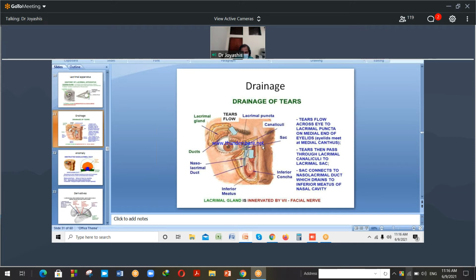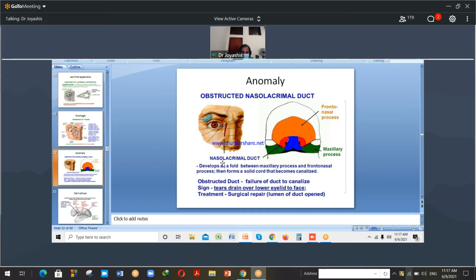The tears flow across the eye through the lacrimal puncta on the medial end of the eyelids, the medial canthus, and then tears pass through the lacrimal canaliculi to the lacrimal sac. From the lacrimal sac, tears pass through the nasolacrimal duct into the inferior meatus of the nasal cavity. This is the normal pathway of tears. But if there is any obstruction in this pathway, the tear overflows from the inferior canthus to the face. And this is an abnormality.